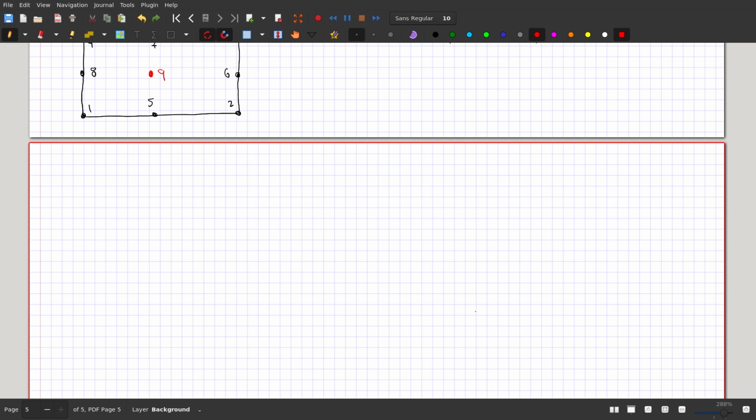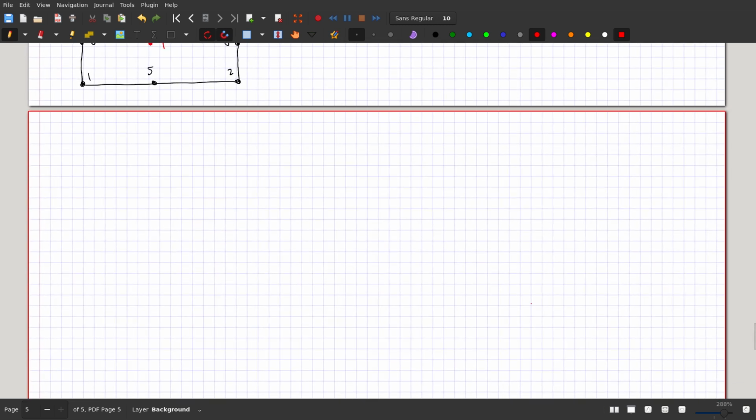So let's look at what an element stiffness matrix would look like for a triangle. And for this triangle, I'm going to use that local node numbering scheme again. Or rather, a local coordinate system.